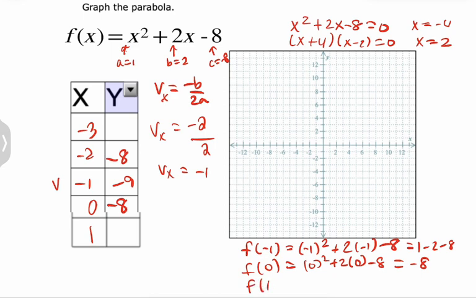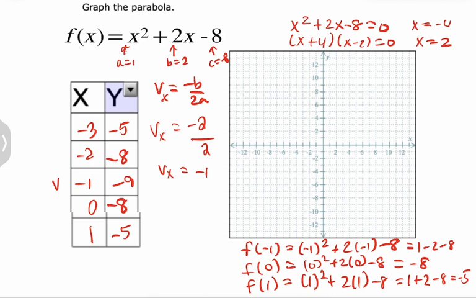So if we plug in 1, we get 1 squared plus 2 times 1 minus 8. 1 squared is 1. 1 plus 2 is 3. Minus 8 is negative 5. I think that's right. Let me see one more time. 1 plus 2 is 3. Minus 8 is minus 5. So negative 3 should result in the same thing. Okay? Now, we got lots of information now about our parabola.